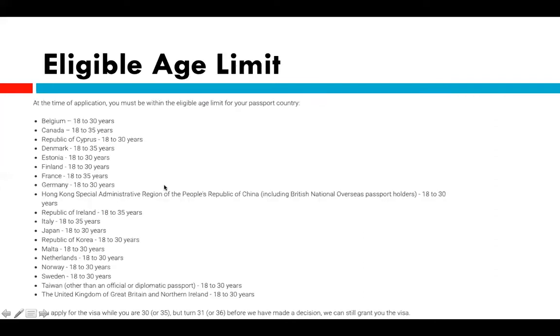Here is the eligible age limit for the countries I mentioned previously. You can pause and see the age limit for your country. If you are from Canada, for example, and you are aged 18 to 35, that means you can apply. And if you're from Belgium and your age is within 18 to 30, you can apply. Anything below 18 and anything above 30 for Belgium, you cannot apply. And anything below 18 and anything above 35 for Canadians, they cannot apply as well.